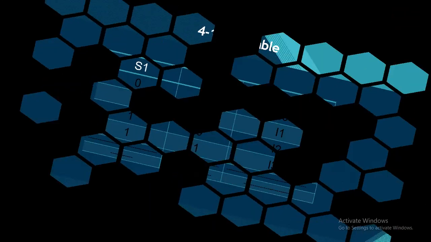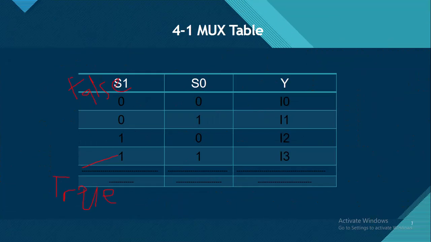So that is what the representation on the table is telling us: if it's false, or if there is no power, that is 0, then we will have I0 giving us an output, and the rest off accordingly, as it is here.